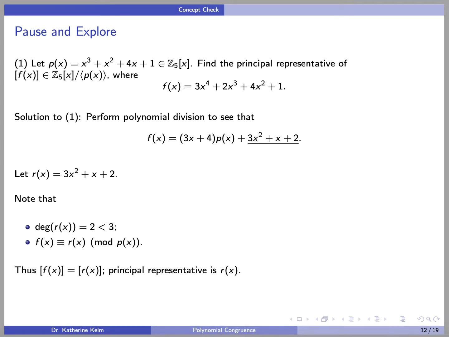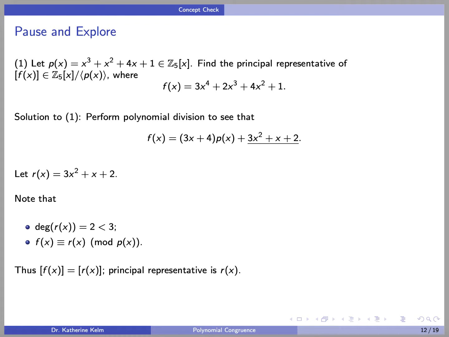So here's our solution. We can perform polynomial division to see that f of x can be written as 3x plus 4 times p of x plus 3x squared plus x plus 2. So 3x squared plus x plus 2 is our remainder polynomial, and we'll call that r of x.